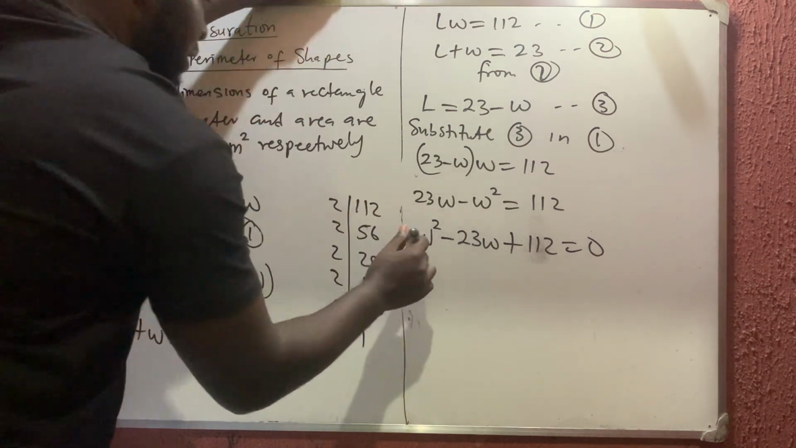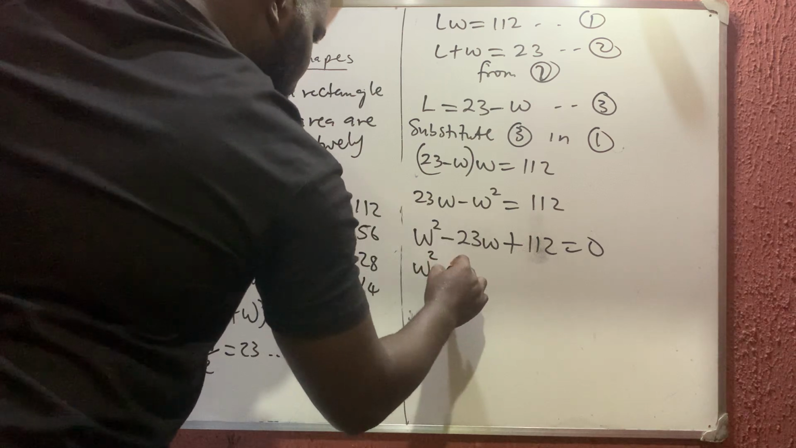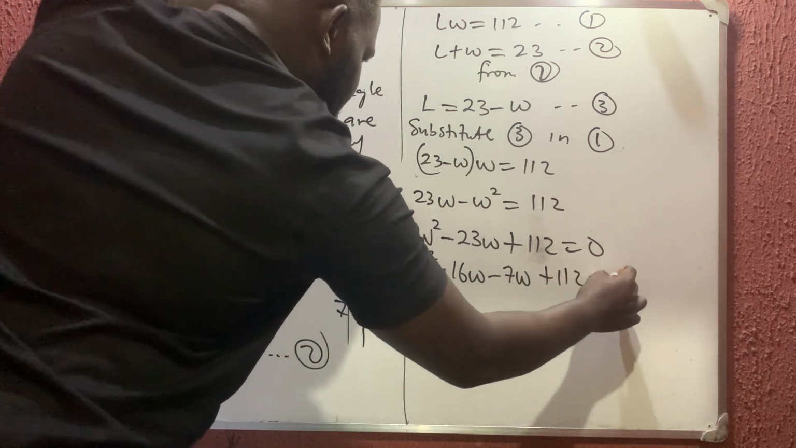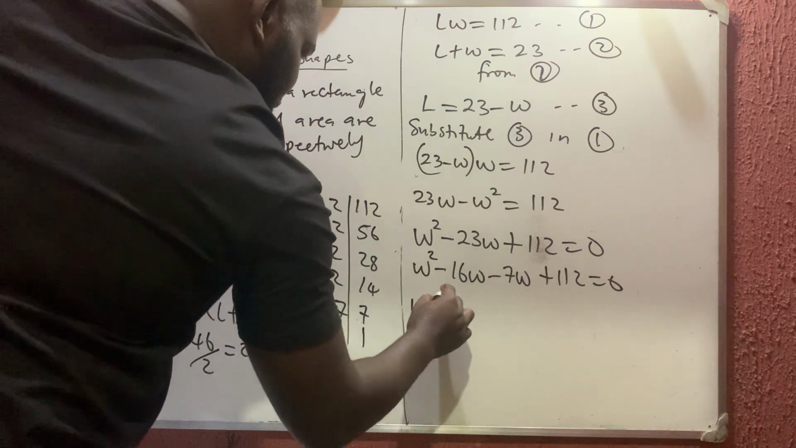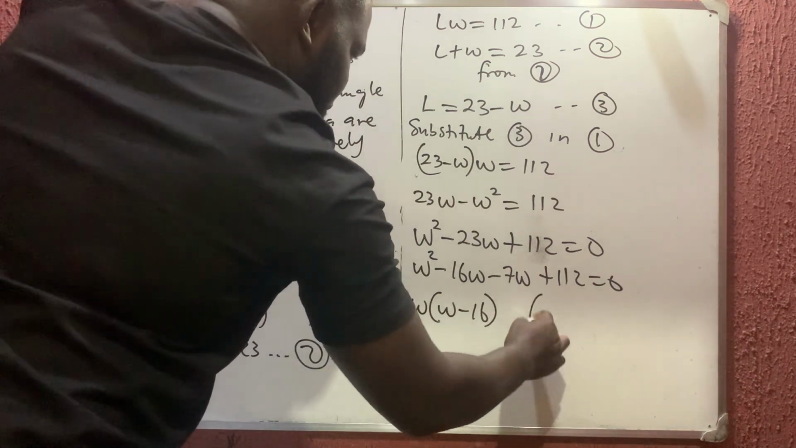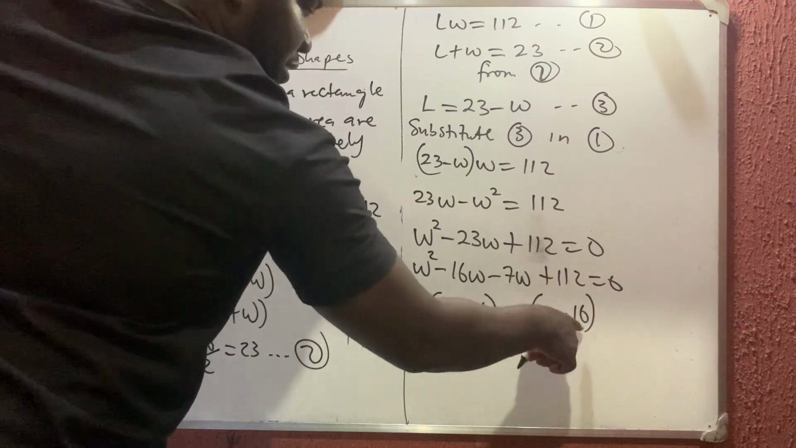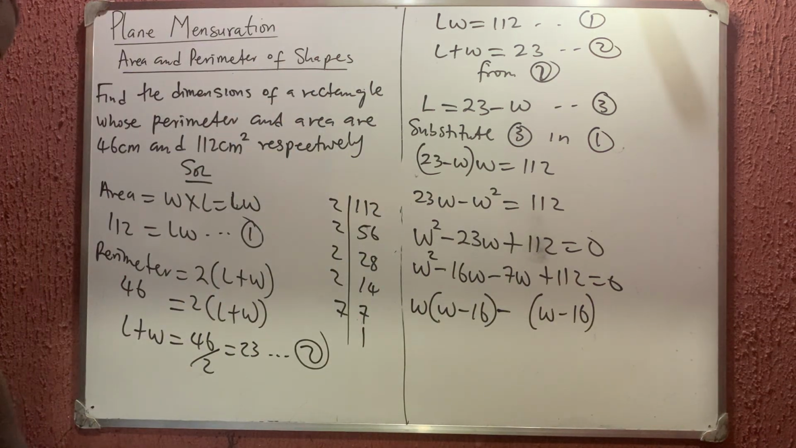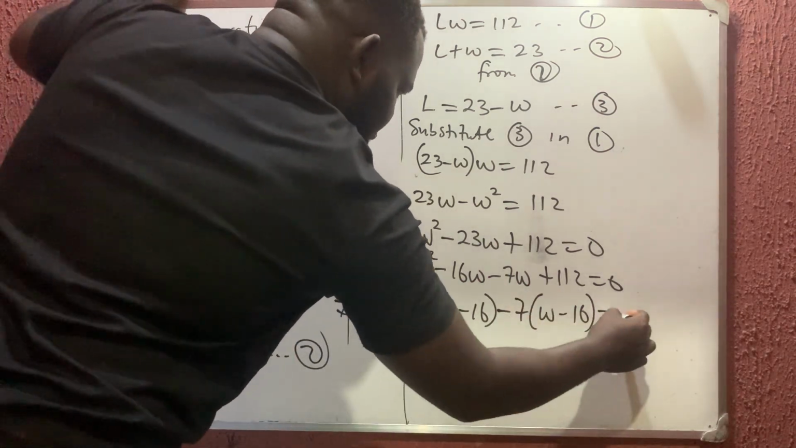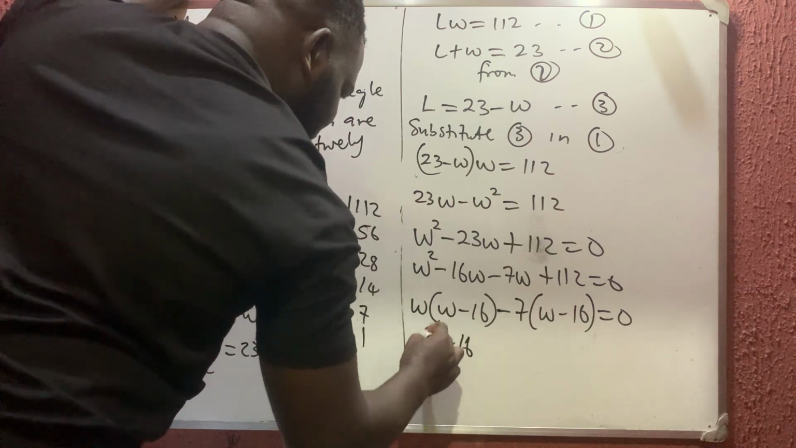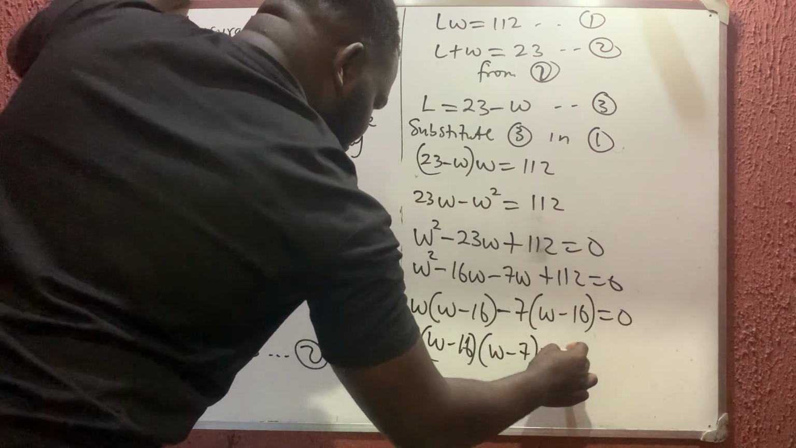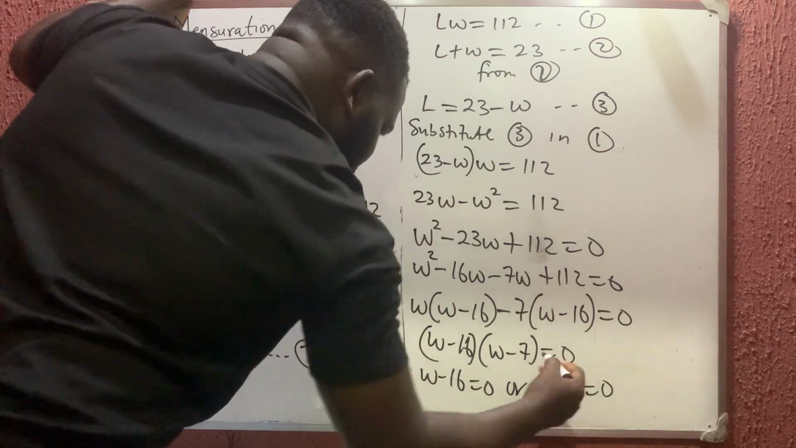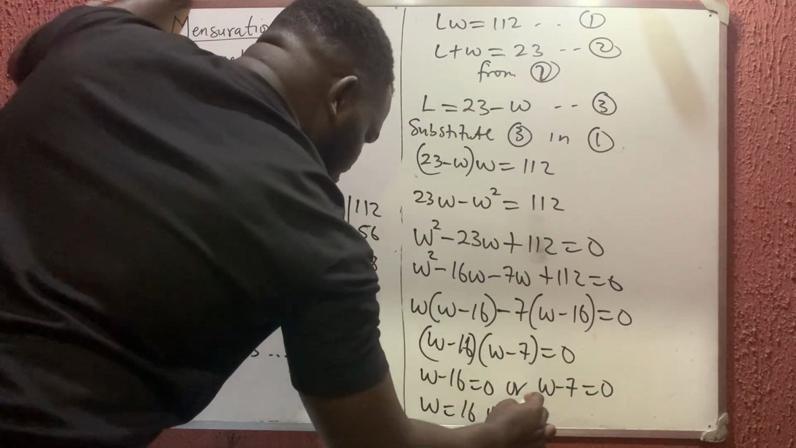So I'm going to have W squared minus 16W minus 7W, then plus 112 is equal to 0. So I'm going to have W in bracket of W minus 16, then the same W minus 16. The last divided by the last: minus times plus is minus, 112 divided by 16, so I'm having 7. So we have W minus 16 in bracket of W minus 7 is equal to 0. So W minus 16 is equal to 0, or W minus 7 is equal to 0. So finally, my W is equal to 16 or 7.